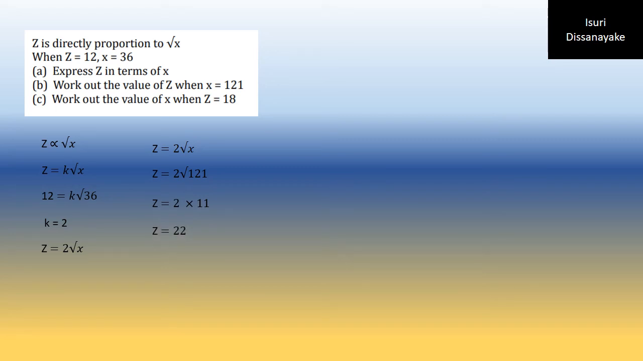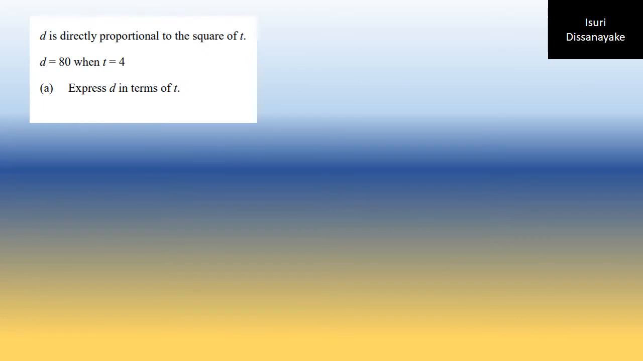Work out the value of x when z is equal to 18. Let's substitute 18 for z. Divide both sides by 2. The square root of x equals 9. How do you remove the square root? You have to square both sides. When you square a square root, it cancels off, whereas 9 squared is 81.